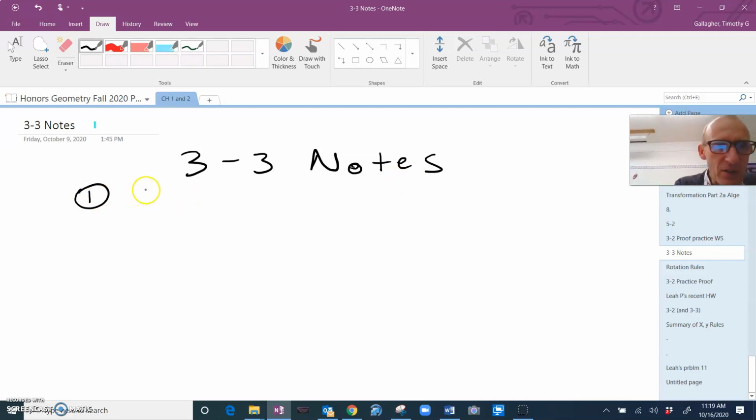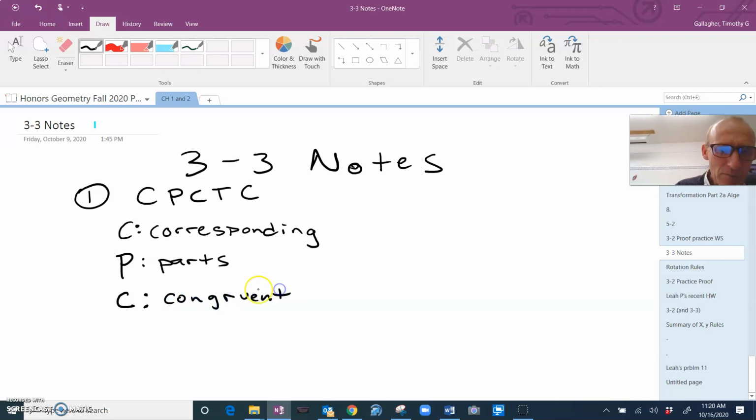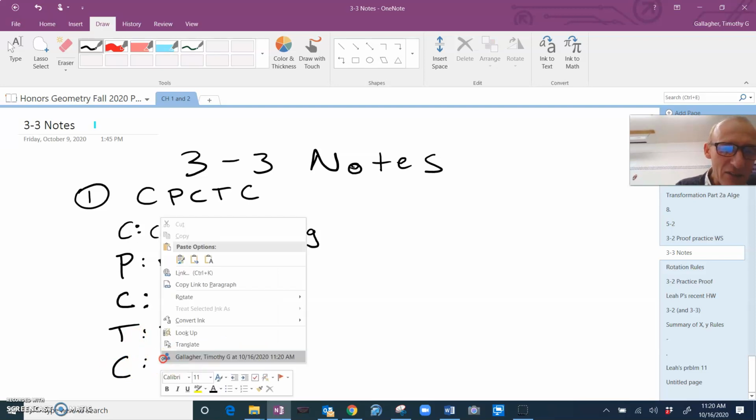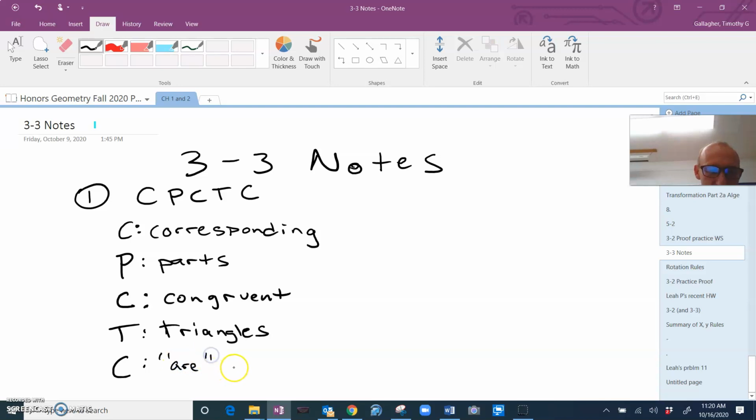The first item in these notes is this concept of CPCTC, which stands for corresponding parts of congruent triangles are congruent. The first C is corresponding, P is parts, the second C is congruent, T is triangles, and the last C is congruent.